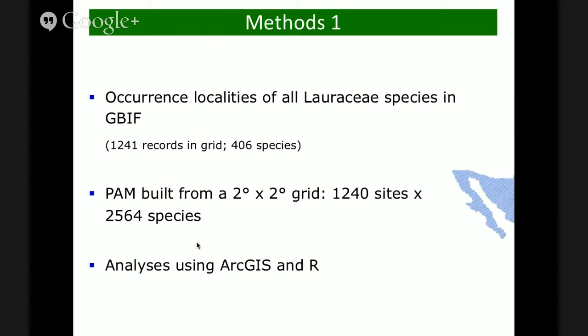So for this first part, I used GBIF records. This is a compilation of 1,241 records in the grid. The grid that I use is a 2x2 degree, and 406 species. And then all these analyses were done in ArcGIS and R. The 2 degree grid is a coarse resolution grid, because this is based on occurrence data, not distributional maps, and I thought it was fair enough to do it coarsely.